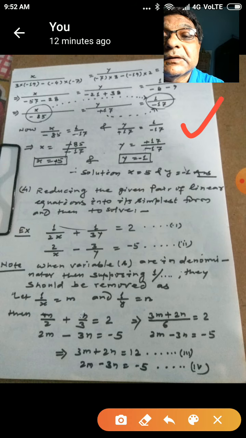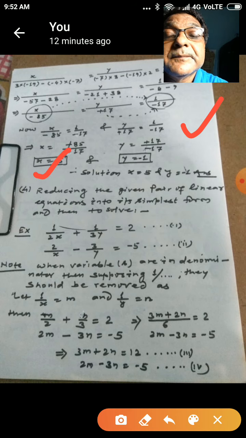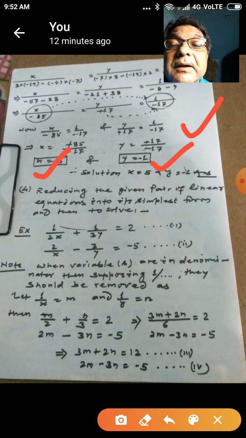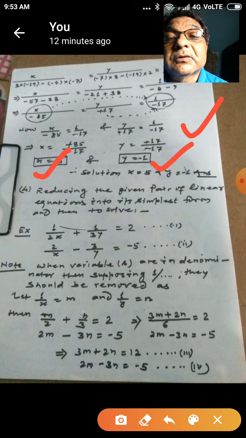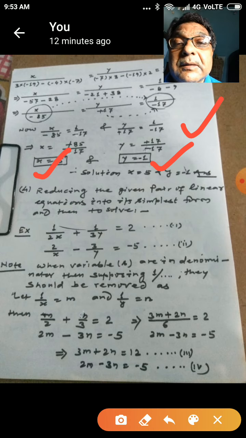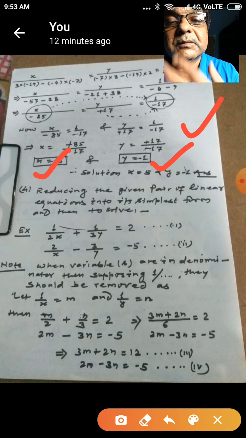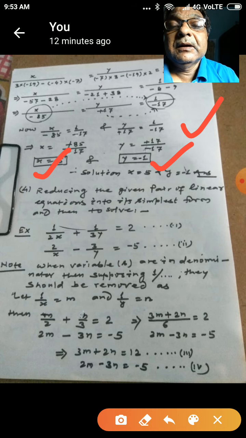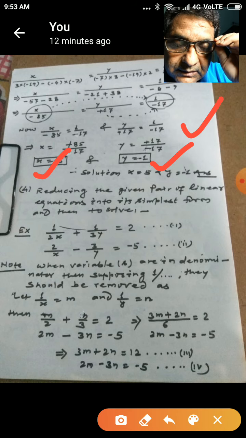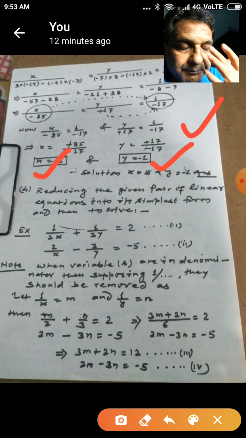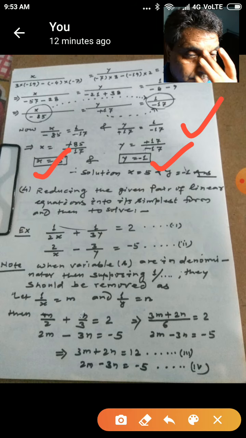So first, if you solve the first pair, that will give you the value of x, and if you solve the second pair, it will give the value of y. So we got, in this way, x equal to 5 and y equal to minus 1 as the solution of the taken example by the cross multiplication method. So these four are actually the different methods to solve a pair of linear equations in two variables.